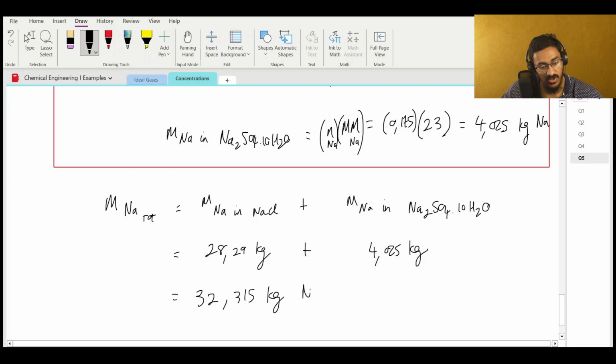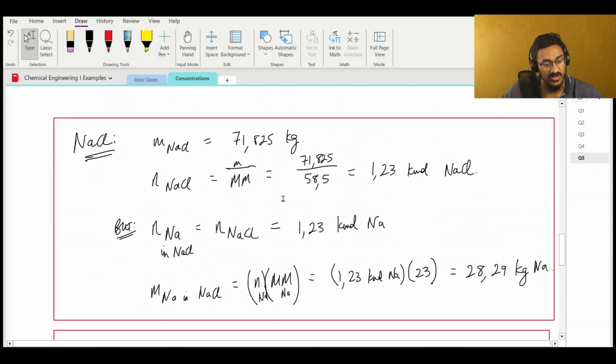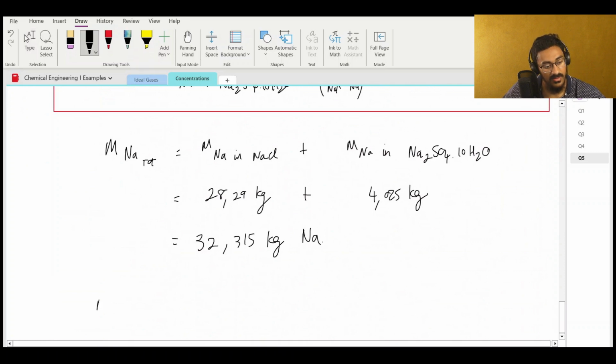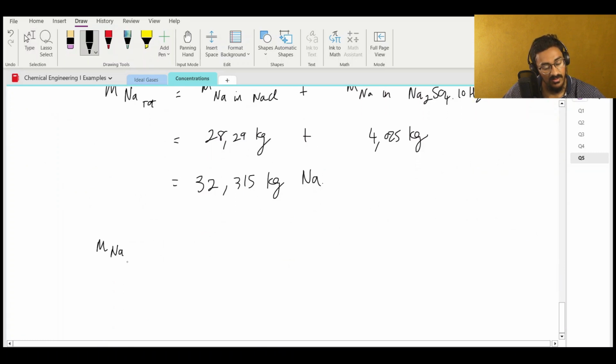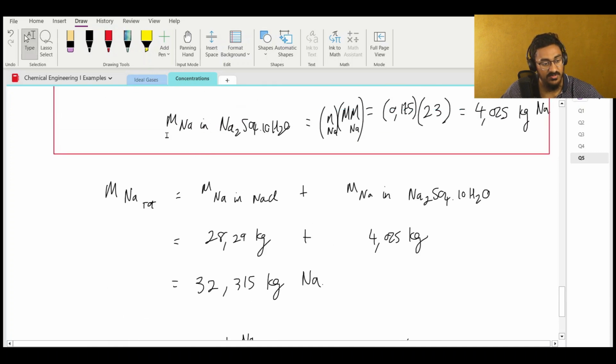And when you add those together, you get 32.315 kilograms of Na. But the question didn't say what is the mass of Na. They said, what is the percentage Na in the mixture? So if you want percentage, remember, the mass of Na divided by the mass total is equal to 32.315 kilograms of Na divided by 100 kilograms of the salt mixture. And that is 32.315% Na. And that is my final answer.